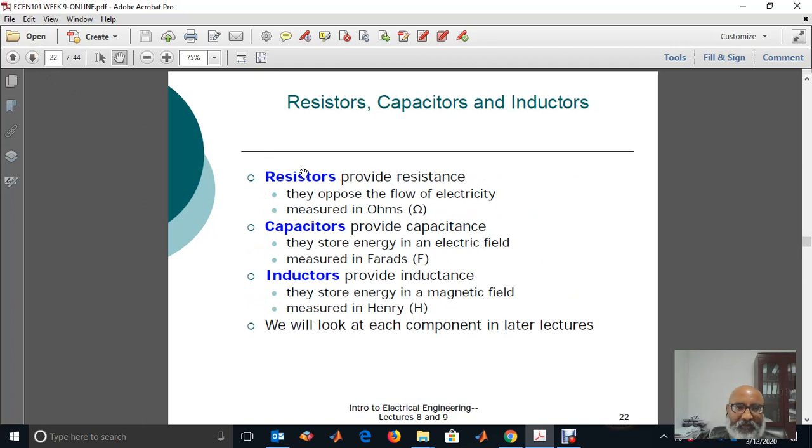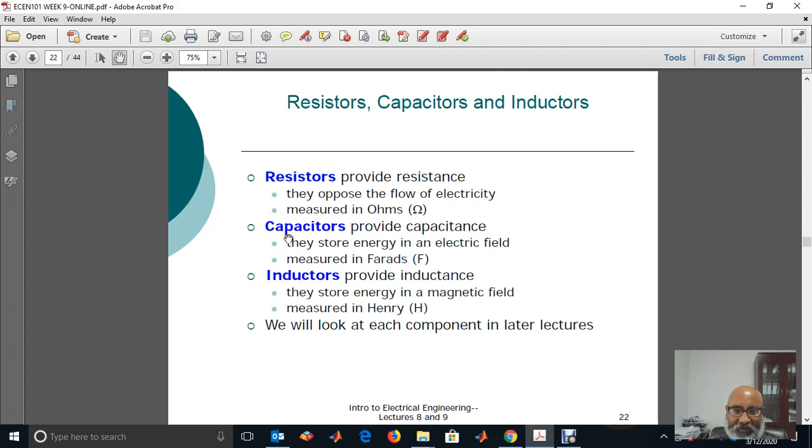Some of the basic circuit elements are resistors, capacitors, and inductors. These are the basic circuit elements. A resistor provides resistance to the flow of current. They oppose the flow of electricity. And the unit of resistance is ohm. And the symbol for it is given by this.